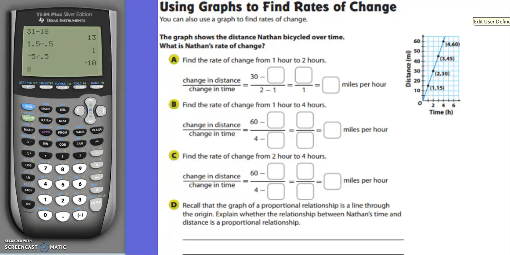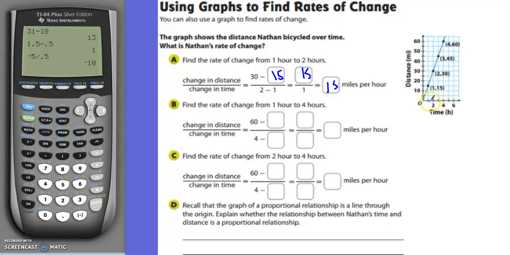So let's take a look at this graph. We have the ordered pairs (1, 15), (2, 30), (3, 45), and (4, 60). If we want to find the rate of change between 1 and 2 hours, we can do 30 minus 15, we get 15, and 2 minus 1, we get 1. 15 over 1 is 15.